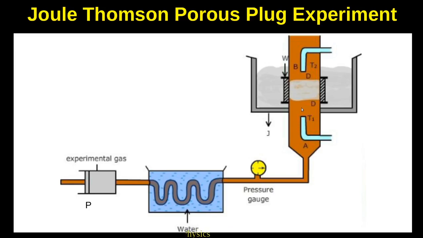The space between DD is packed with cotton, wool or silk fibers. So this white dashed line area is filled up with the cotton wool or silk fiber. The porous plug is fitted in a cylindrical wooden box, that is the W, which is surrounded by a vessel containing cotton wool.